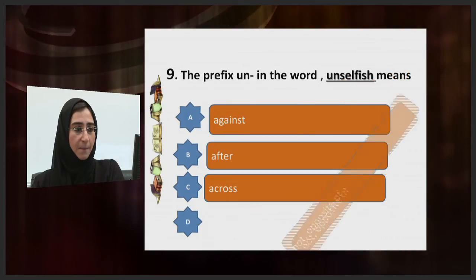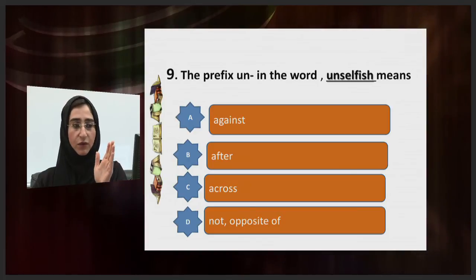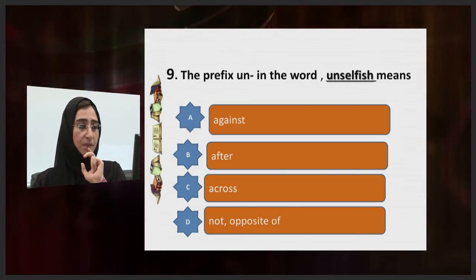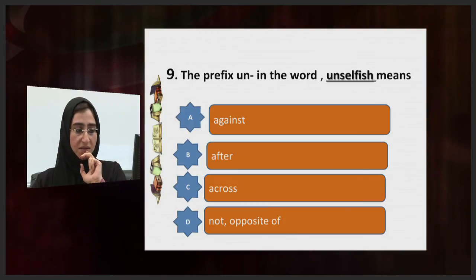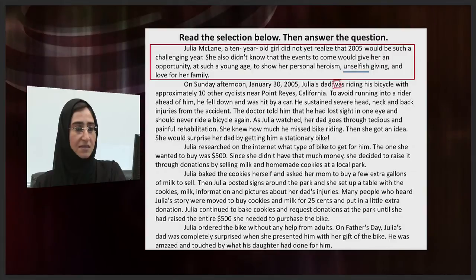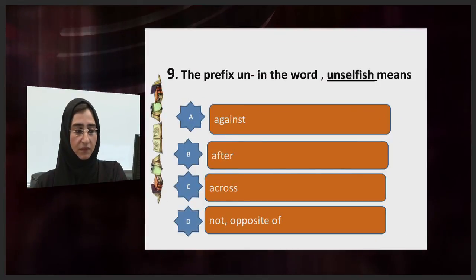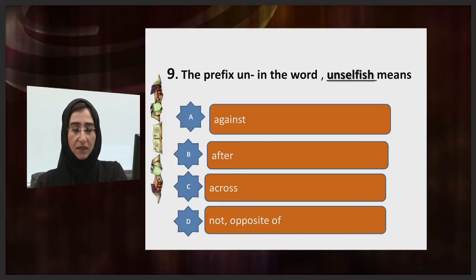The prefix un- in the word unselfish means, so here, as I told you before, prefixes deal with the meaning. They change the meaning of words. We have selfish and we have the prefix un. You know the meaning of the word selfish. If we add un, it will change its meaning. Against, after, across, not or opposite of. Unselfish, giving. That means here what? The opposite, of course. So the answer here is D.